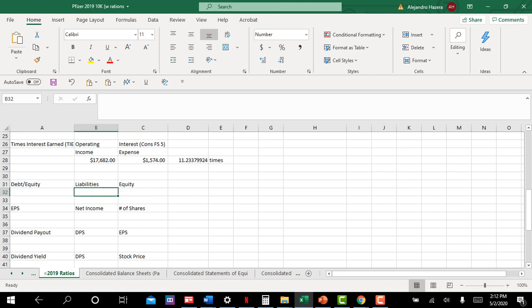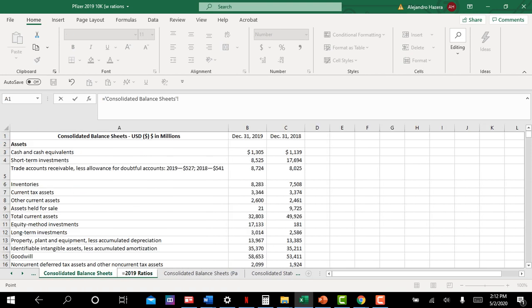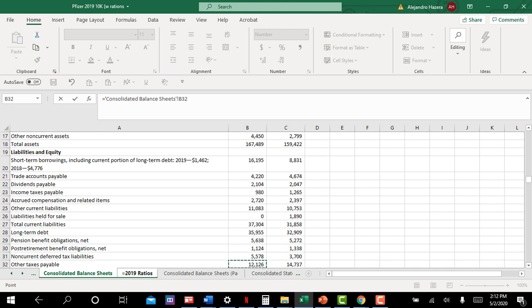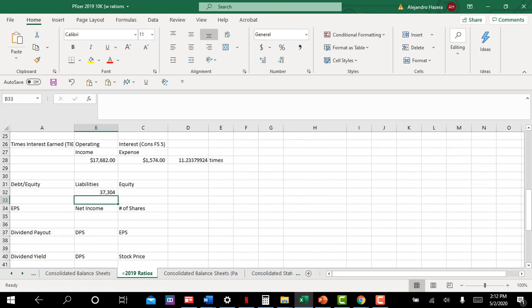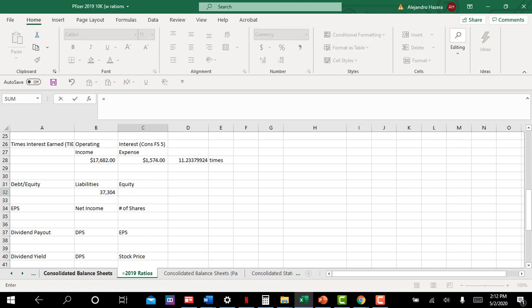Okay, then debt to equity. This is total liabilities divided by total equity. That's a fully balance sheet based ratio. So let's go over here to the balance sheet. Your total liabilities, both current and non-current, are right there. Total liabilities are 37,304.